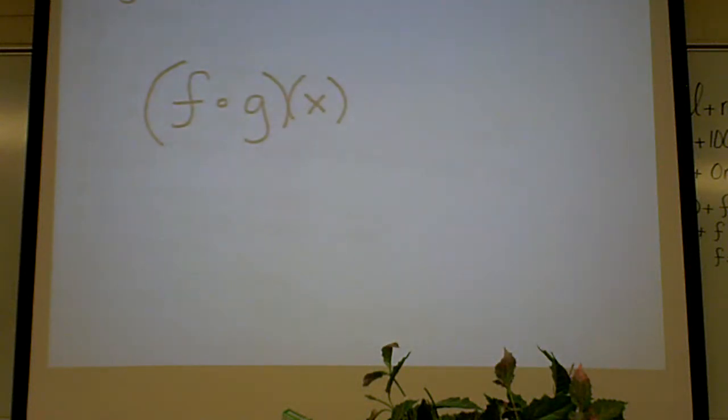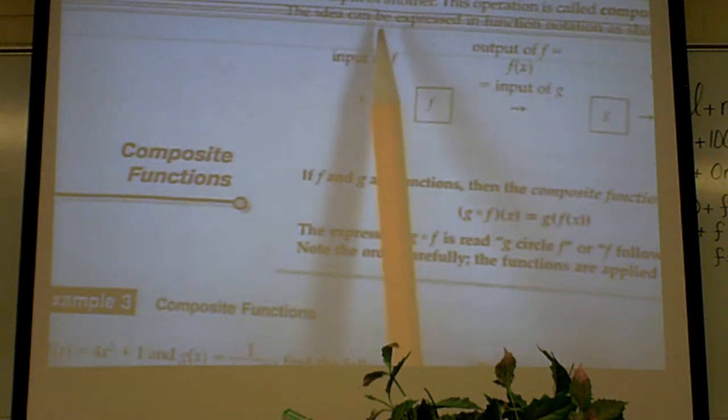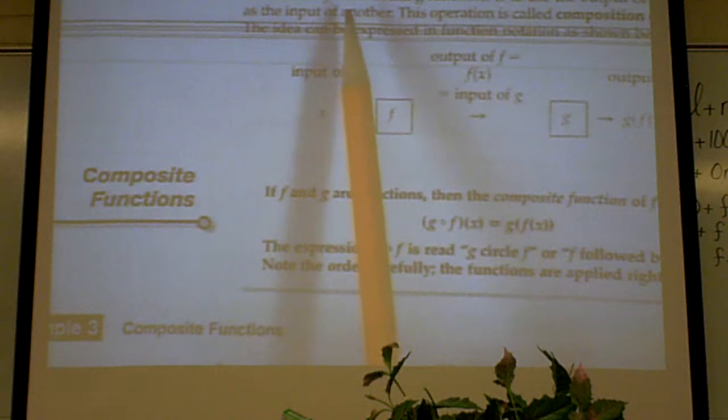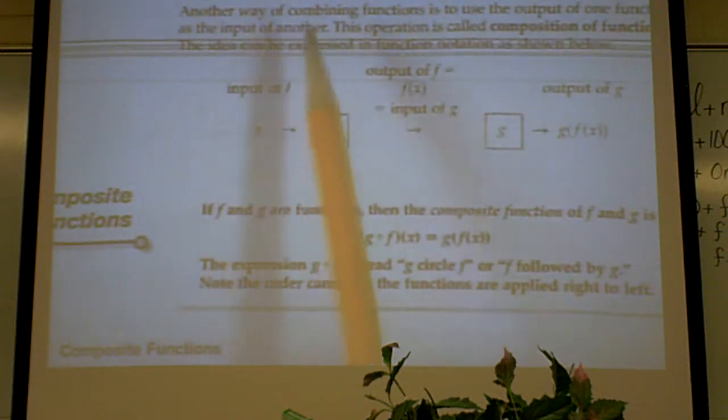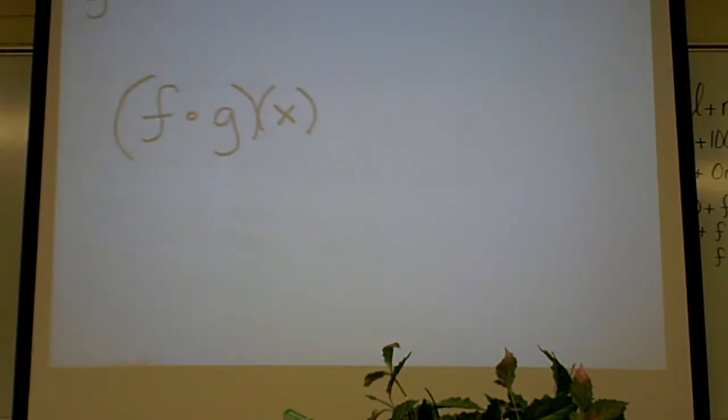That's your 5th way of combining functions. This does not mean multiply with that circle. It's an open circle. If you look at the back of your notes, I'm in this section right here. Composition of functions is when you're taking the output of one function and you're making it the input of another function. And that's what this composition of functions is.